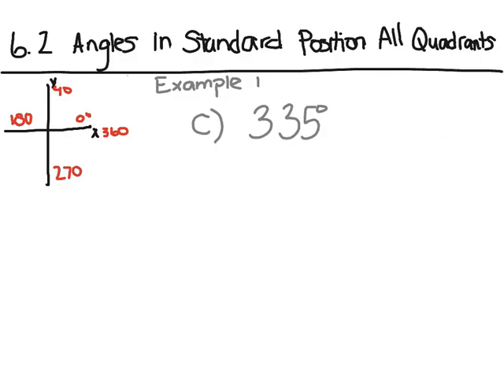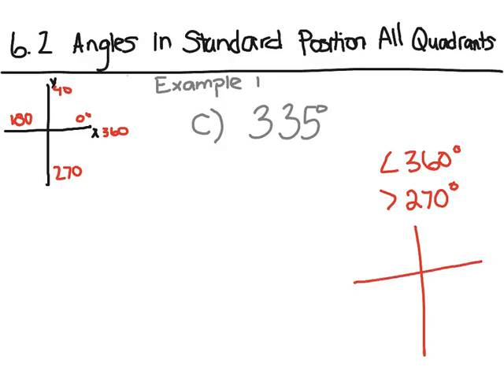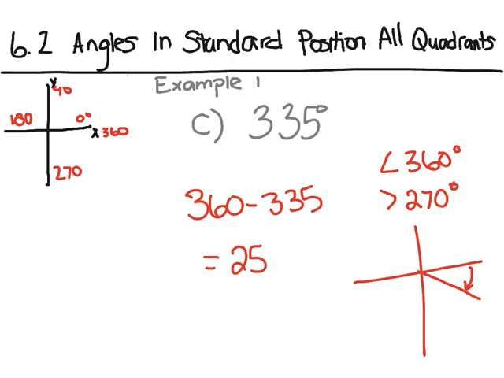For 335 degrees, we know that this is less than 360 degrees, but greater than 270. So it's going to have to lie in quadrant 4, somewhere in here. So we're going up from 360 there. So we're going to take 360, subtract 335, and we get our answer to be 25. So our reference angle is 25 degrees.